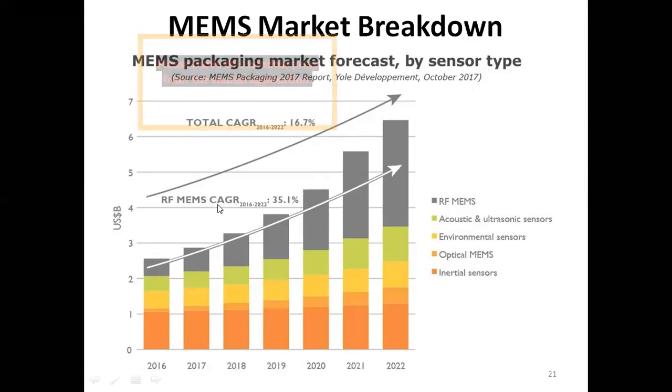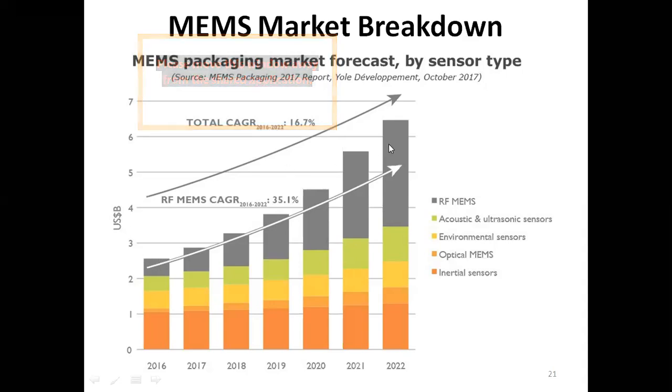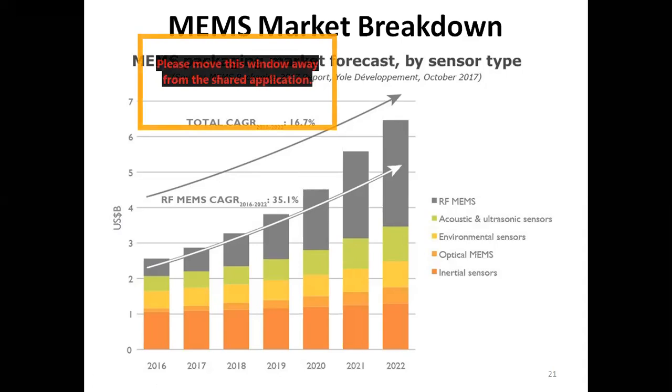CAGR stands for compound annual growth rate. This compound annual growth rate represents how the market is growing for the MEMS sensor. So you could easily see that the market is growing rapidly. In 2016, it was around 2.6 billion US dollars, and we are expecting that in 2022 the market would be almost 6.5 billion US dollars.